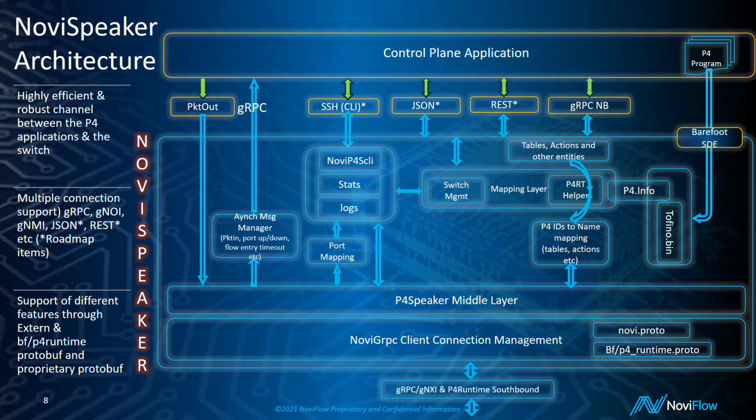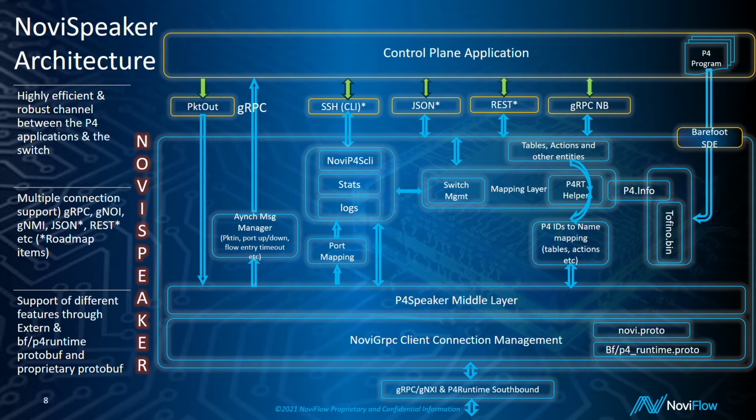Next, we see this layer, the layer of northbound interfaces, where control plane applications are connected to the other end of the NoviSpeaker. Currently, we support only the gRPC interface, and we have plans to support REST in the next release, and JSON in the one after, actually. And as I explained earlier, there is a module in the NoviSpeaker that takes care of compiling the P4 pipeline program and pushing it into the Tofino chip.